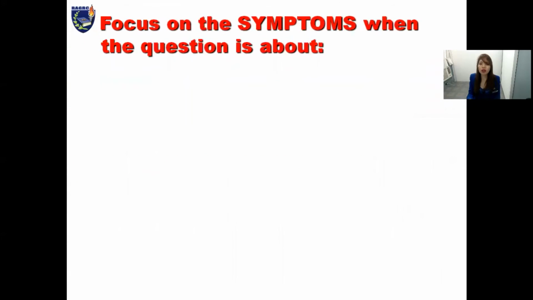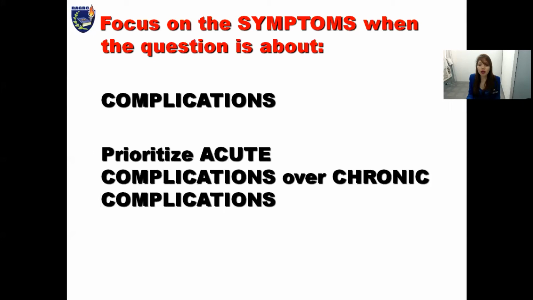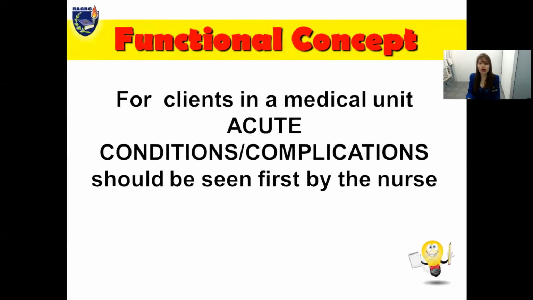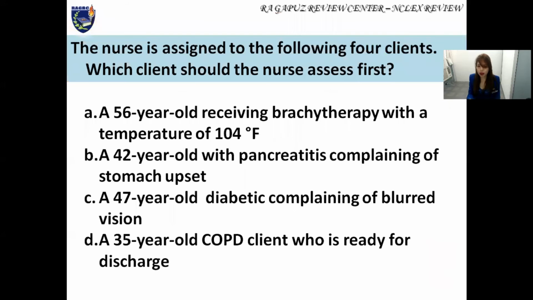Okay, so focus on the symptoms when the question is about complications. Prioritize acute complications over chronic complications. And prioritize signs and symptoms related to ABC, so airway, breathing, and circulation. So the functional concept for clients in a medical unit: acute conditions or complications should be seen first by the nurse because they are what? Unstable.